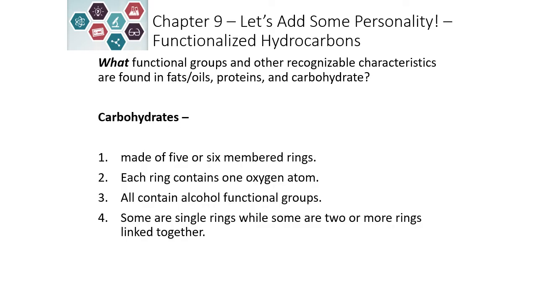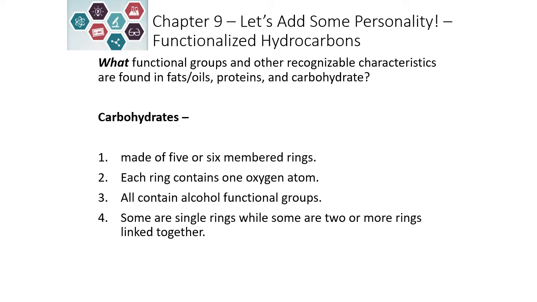The way that we can recognize a carbohydrate's structure is by looking for 5 or 6 membered rings. So 5 or 6 atoms that are linked into a ring shape. And each one of those rings contains oxygen atoms and also has alcohol functional groups that come off of the main ring.